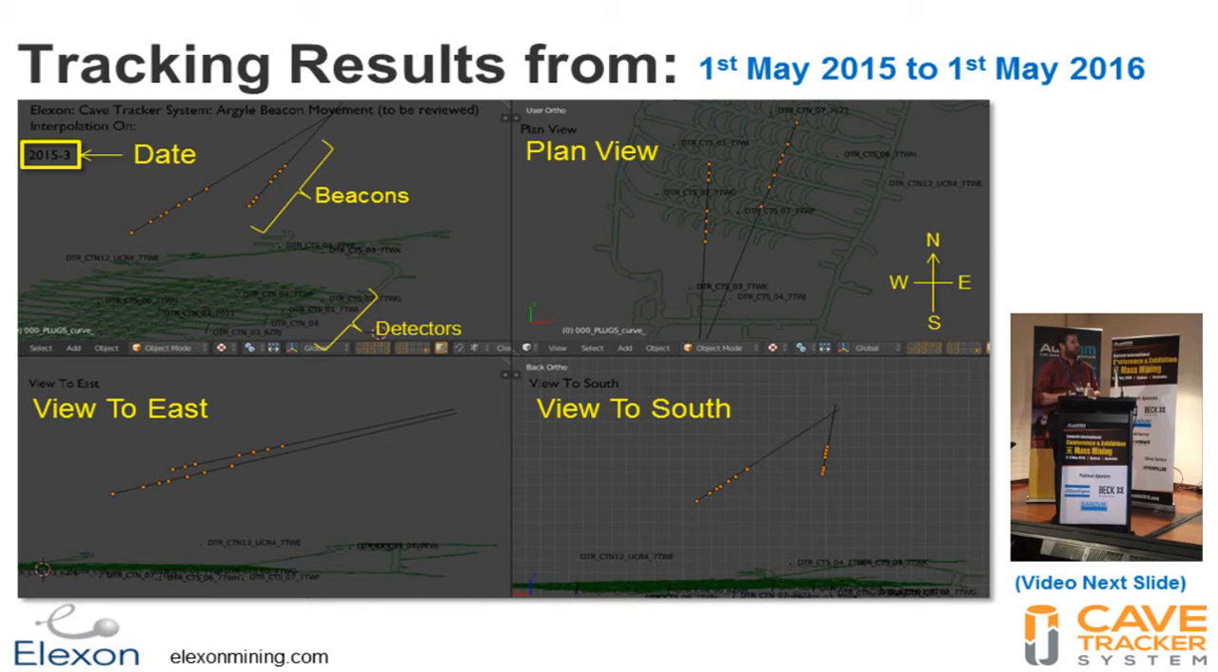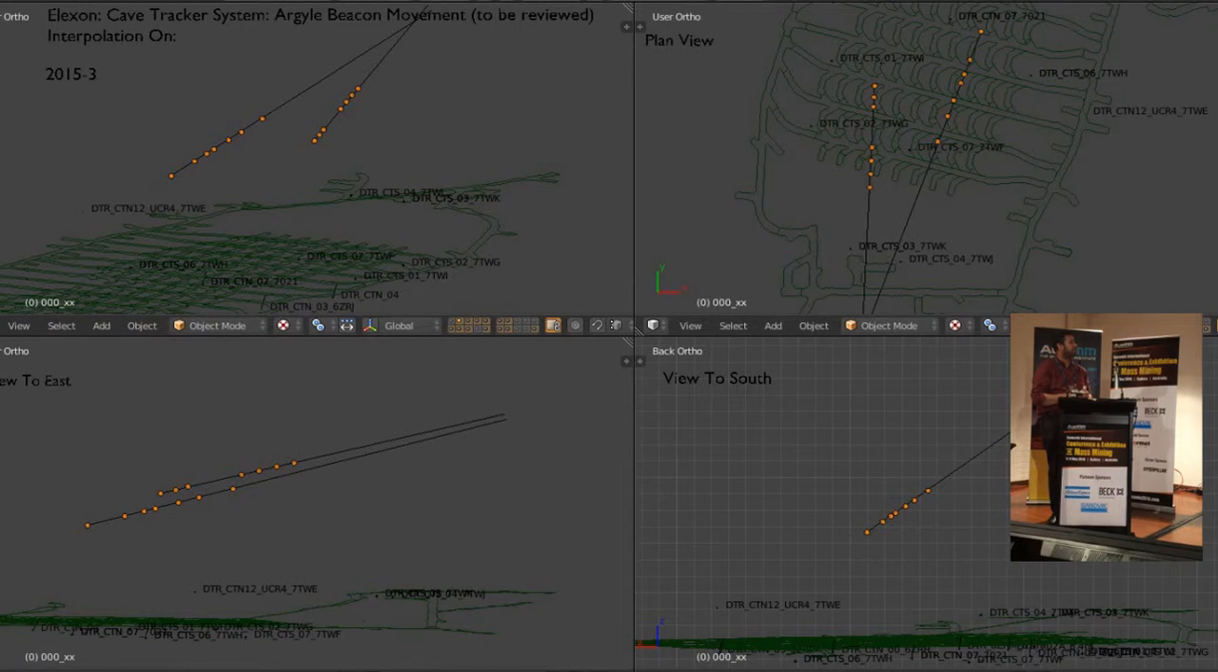This panel here shows a view to the south, which is looking into these holes. We've got a view to the east, which is looking crosswards. And so when I play the video, you'll see the date increase month by month by month. It goes from May 2015 up to May 2016.